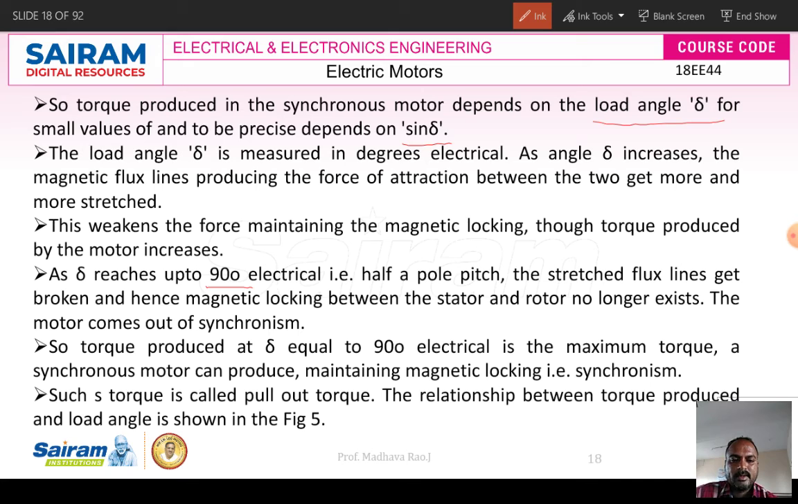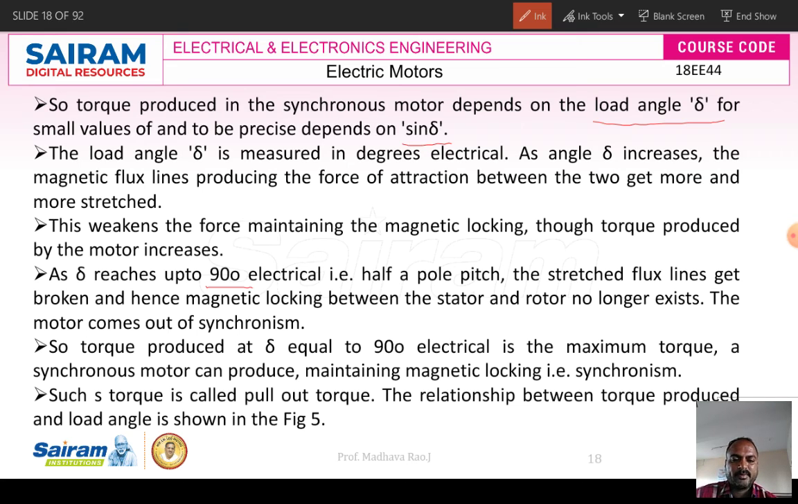So when the load angle is equal to 90 degrees, the torque becomes maximum and the magnetic locking is weakened. The magnetic locking will decrease and the torque will increase. This torque we call the pull out torque.